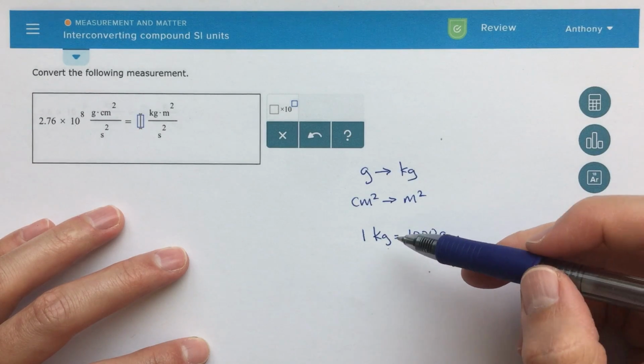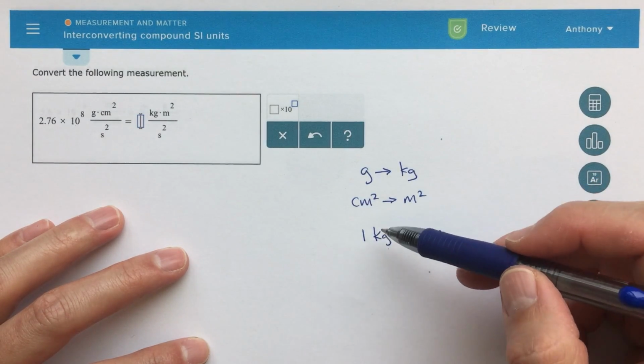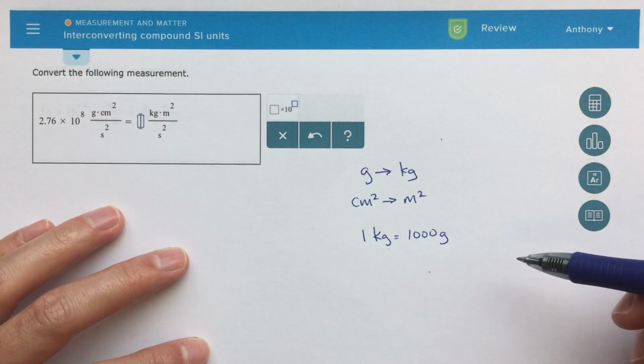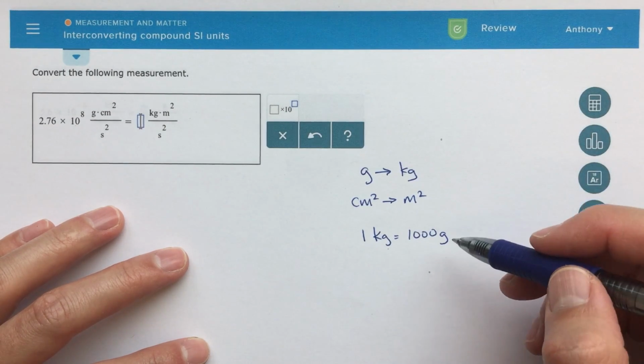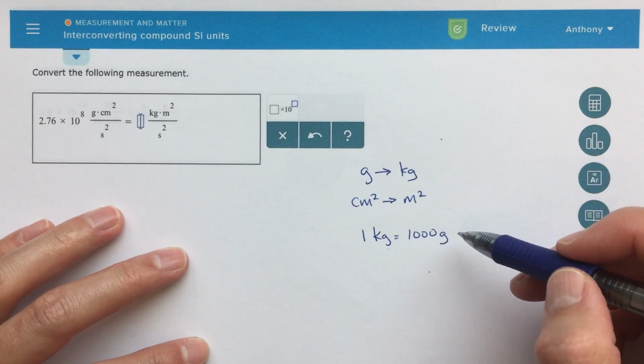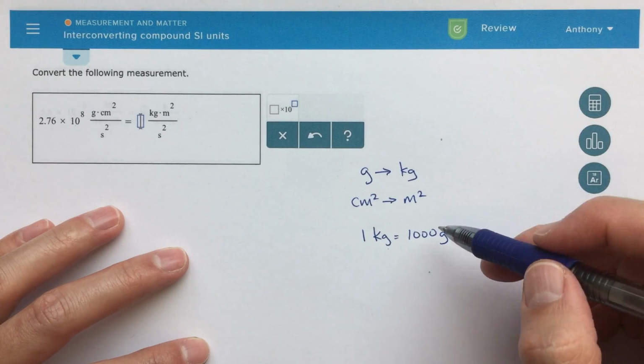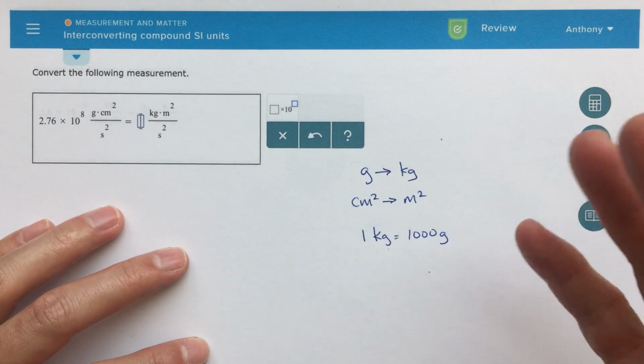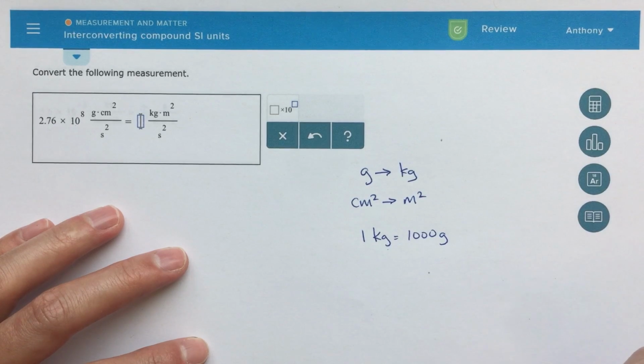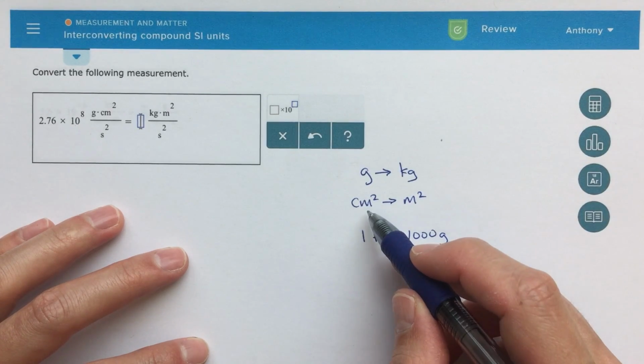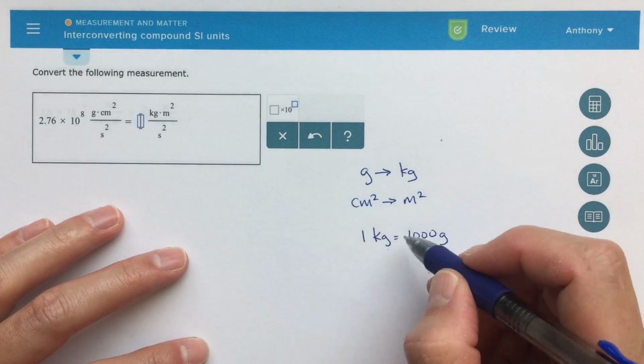I always like to put the bigger unit as a 1 and then have 1,000, 10,000, 100, 10, whatever, for the smaller unit. Looking at it this way just makes more sense to me, and I would encourage you to do the same thing.